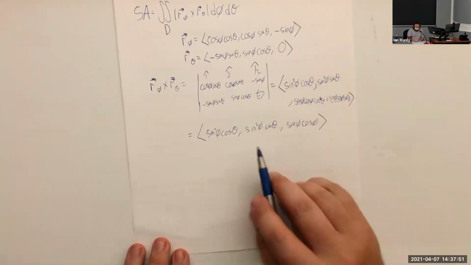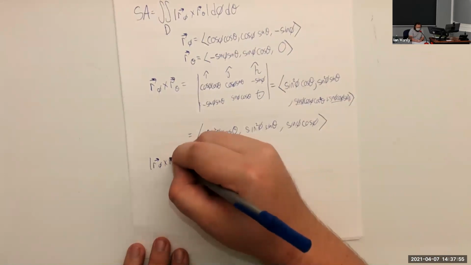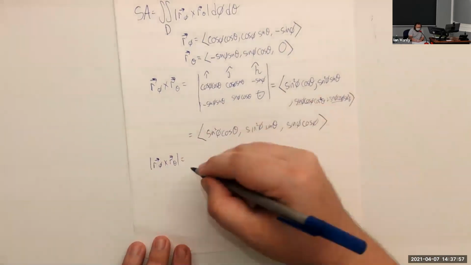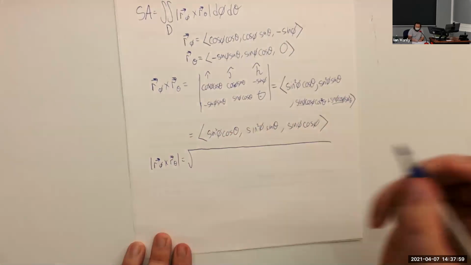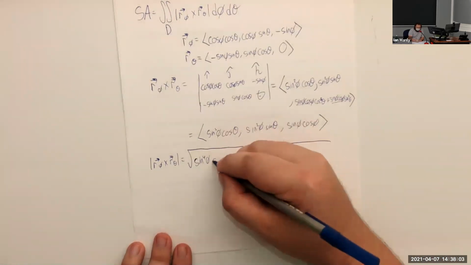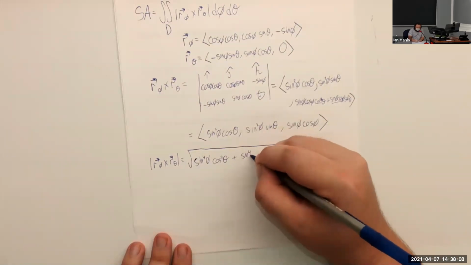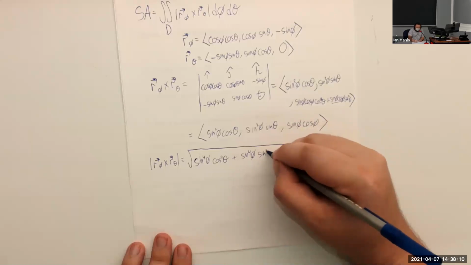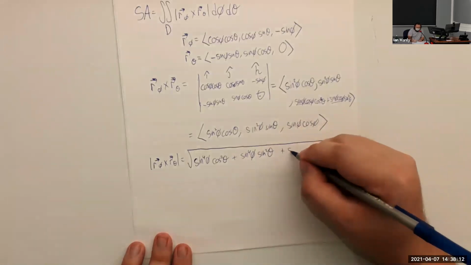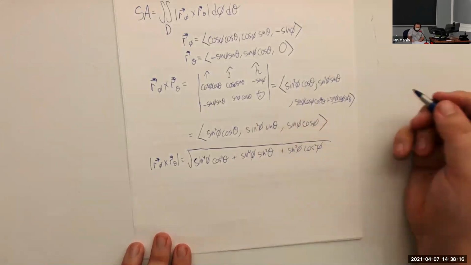All right. So let's see. The magnitude of this, so we have the square root and then all of these squared. So we have sine to the fourth of phi cosine squared of theta. We have sine to the fourth of phi sine squared of theta. And then we have sine squared of phi cosine squared of phi.